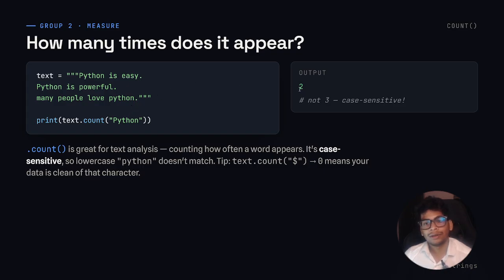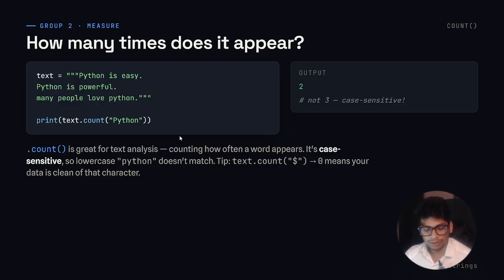This will give 2, because it will only look at the Python which is in the same format. So this will be considered, and this will be considered, so the output will be 2, not 3, because it's case sensitive. Dot count is great for text analysis, counting how often a word appears. It is case sensitive, so lowercase python doesn't match.